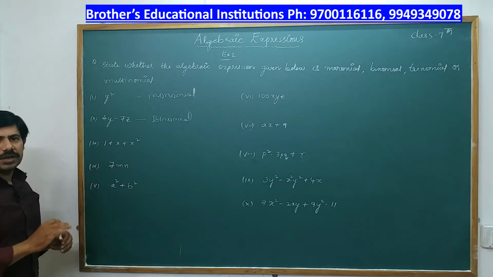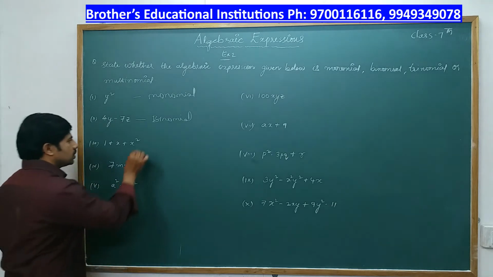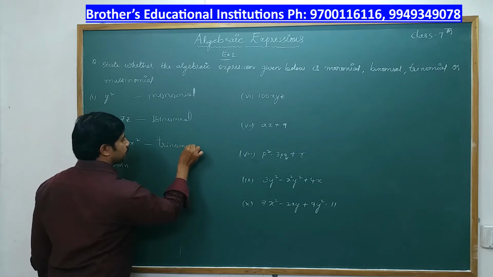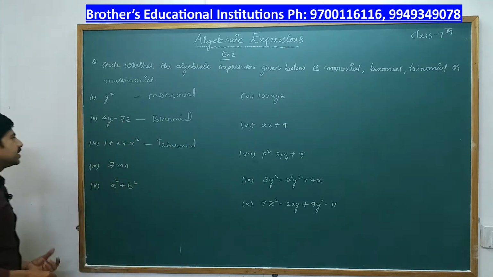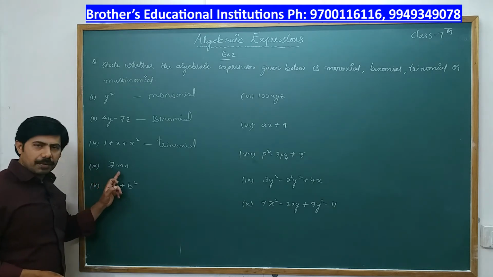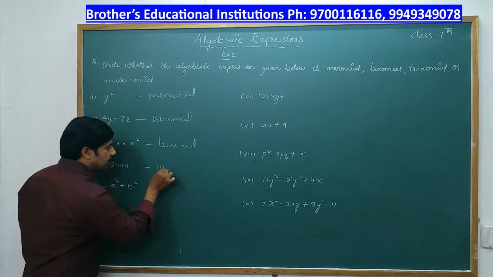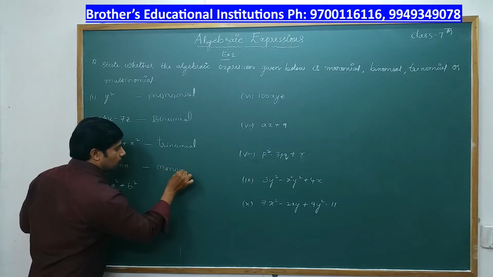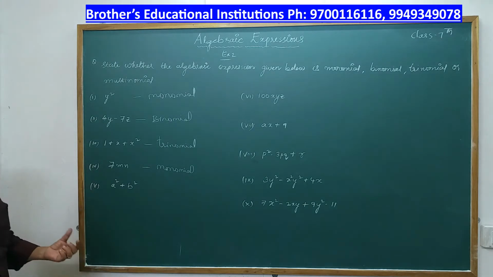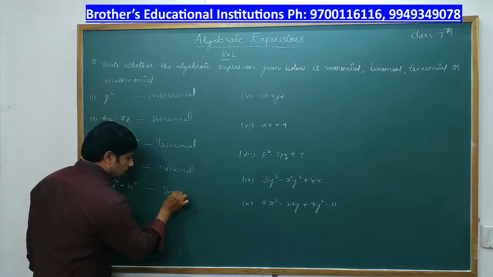As we have three terms separated with plus or minus, then we say it is trinomial. So this is trinomial. Next, 7mn. So 7mn, 7 times the product of mn. So this is a monomial. This is only a single term. Monomial. Then a square plus b square, two terms separated with plus, so we say it is binomial.